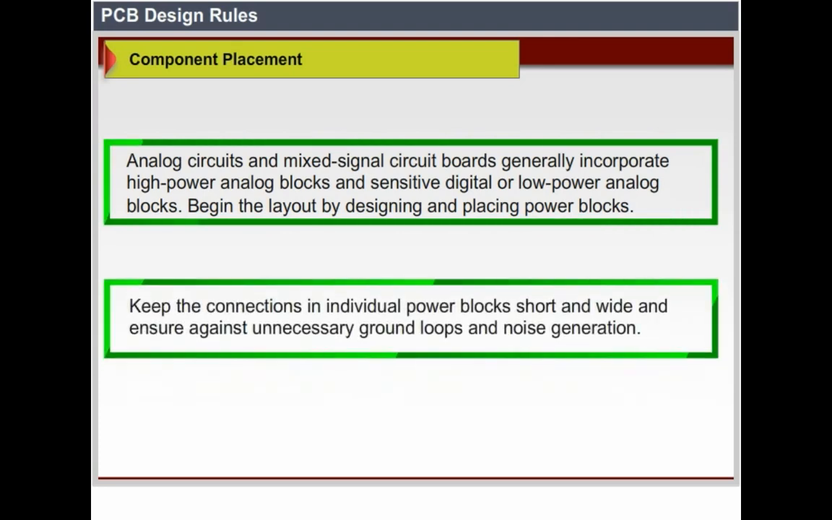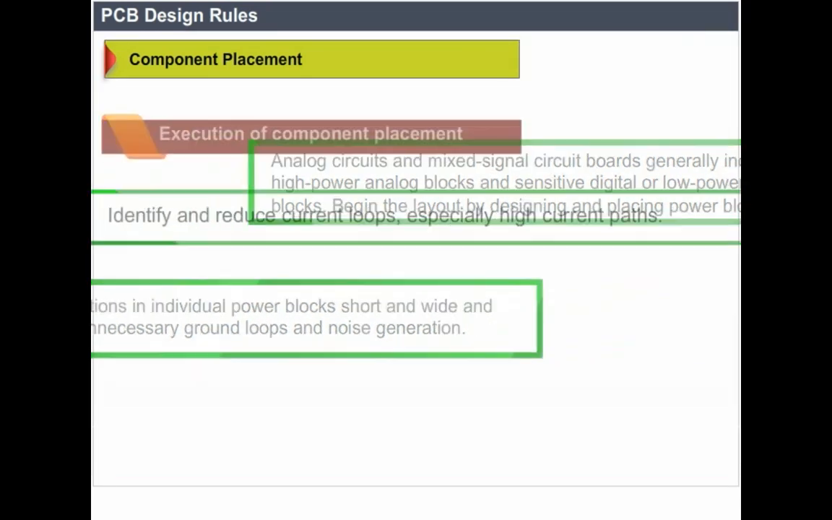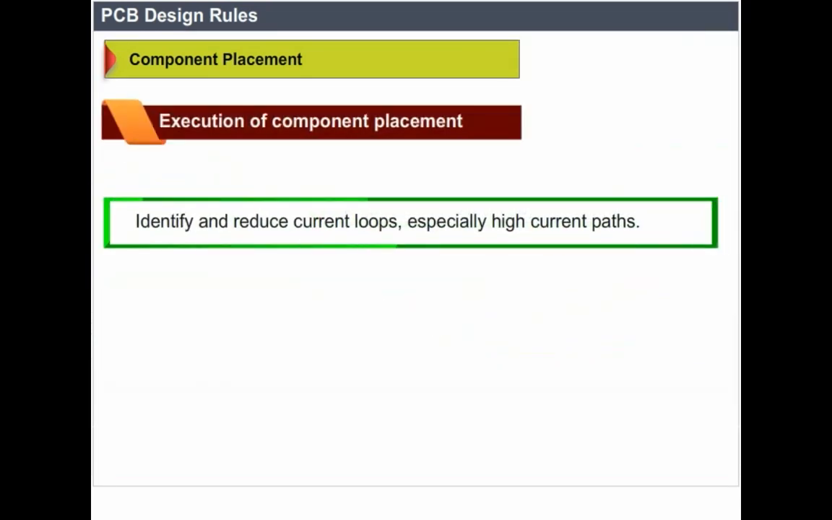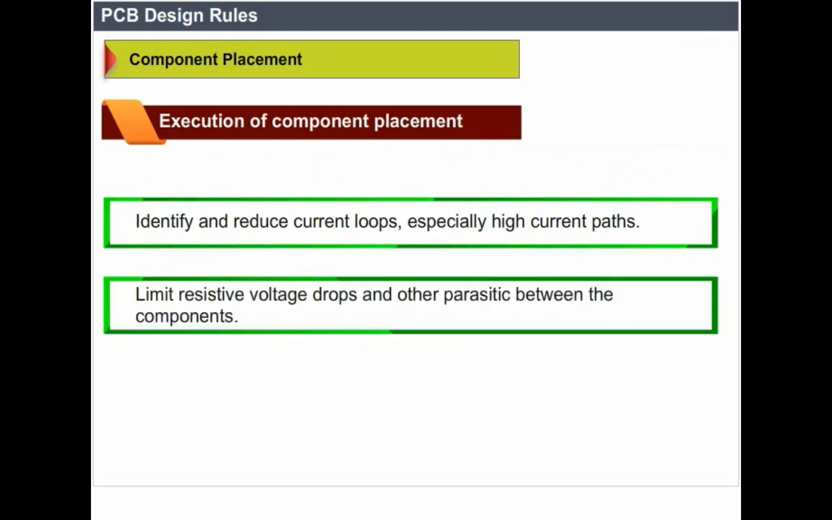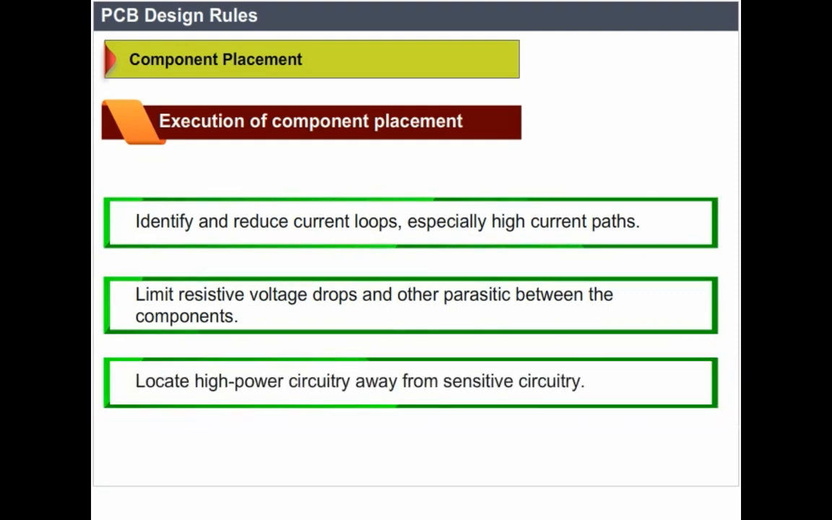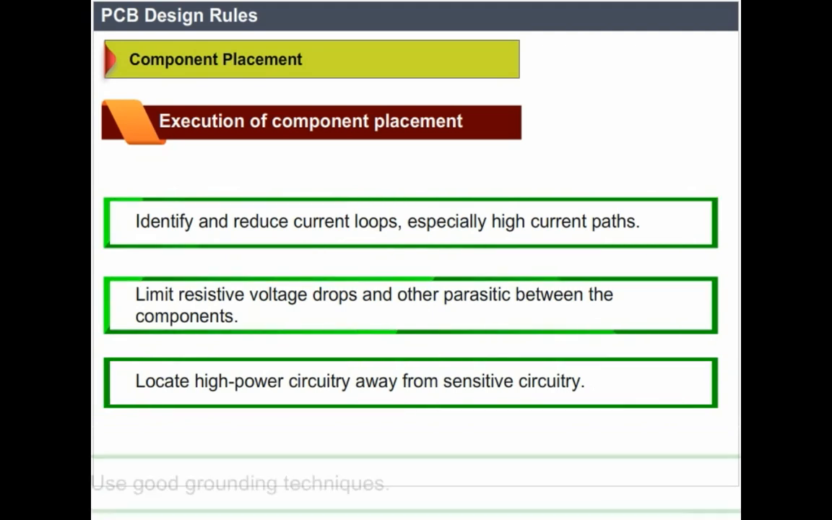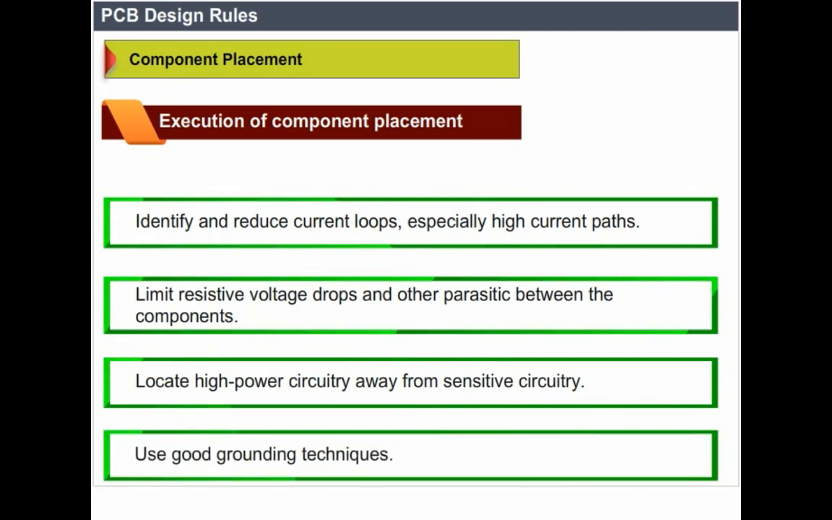Keep connections in individual power blocks short and wide, and guard against unnecessary ground loops and noise generation. Identify and reduce current loops, especially high current paths. Limit resistive voltage drops and other parasitics between components. Locate high power circuitry away from sensitive circuitry. Use good grounding techniques.